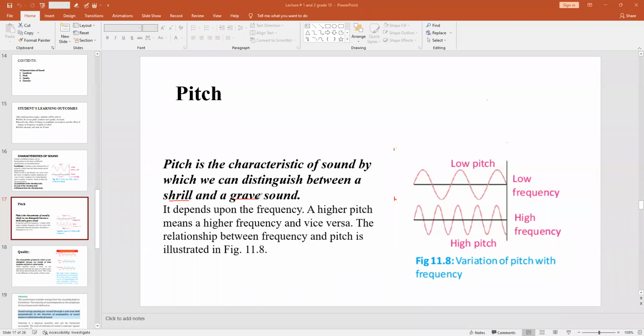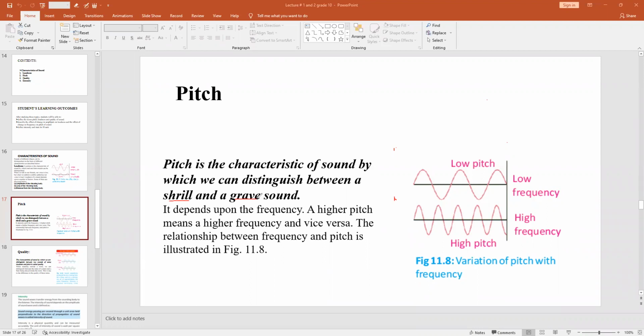So girls, shrill sound is basically a thin sound. You can note this point in your book as well. Shrill sound is a thin sound, right? So when a shrill sound is produced, its frequency will be high, right? And the examples of shrill sound can be sound of women, birds, and cat. Girls, you can write these examples or points in your book as well.